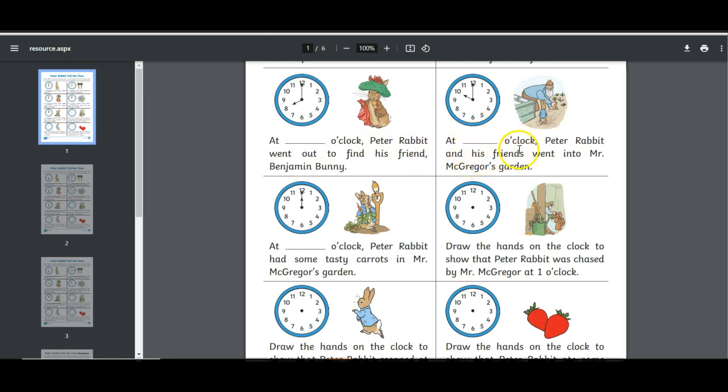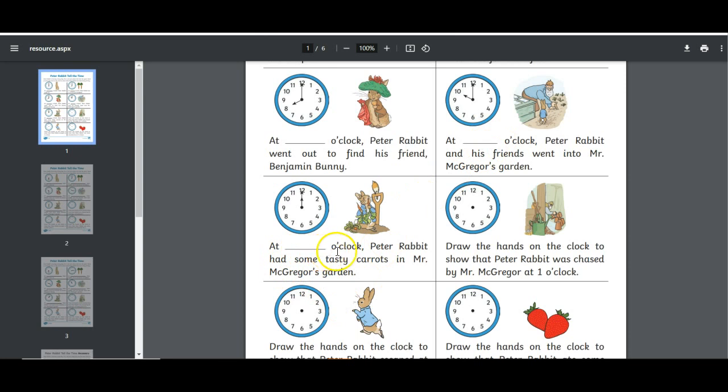And at what time did Peter Rabbit and his friend go into Mr. McGregor's garden? Let's have a look. What number is the hour hand pointing at? 10. That's right. So they went to Mr. McGregor's garden at 10 o'clock.